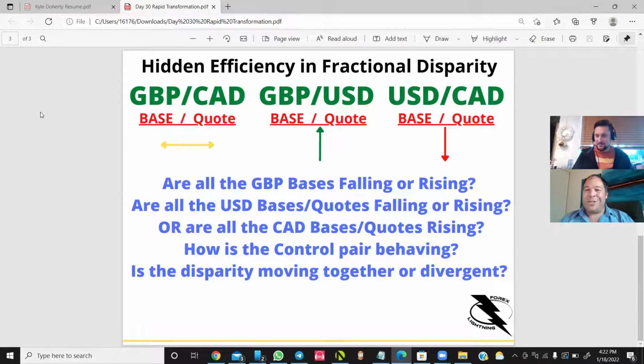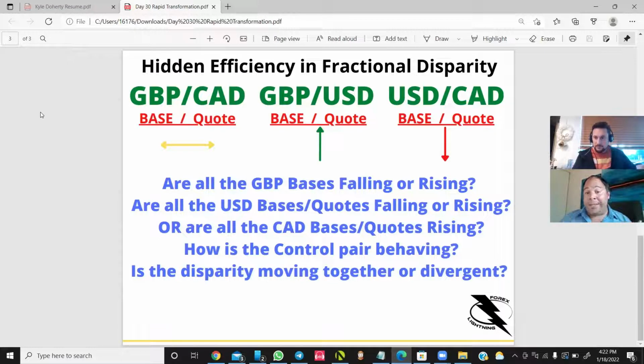When you teach this stuff and when you learn this stuff, one thing is you never make a decision in Forex based off one thing. You have to have context. You have to have a rich environment of data because you're creating a model of high probability. So in this example, we're looking at whether all the pound bases are rising or falling, or chopping.